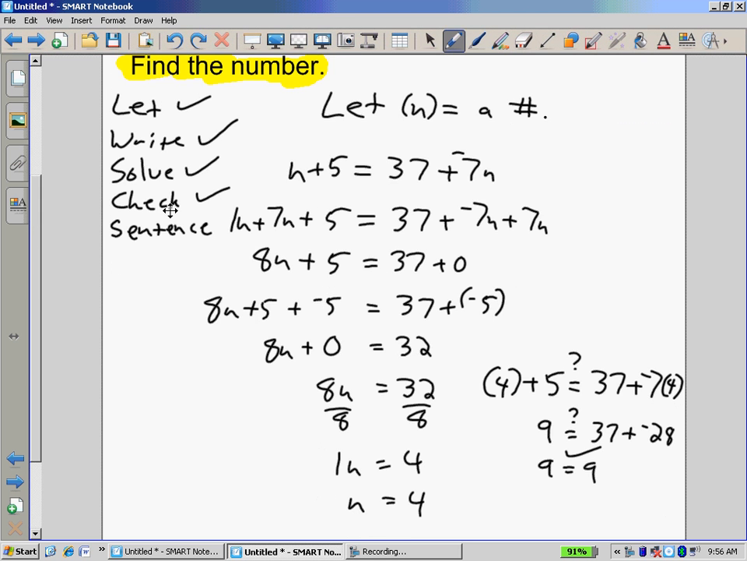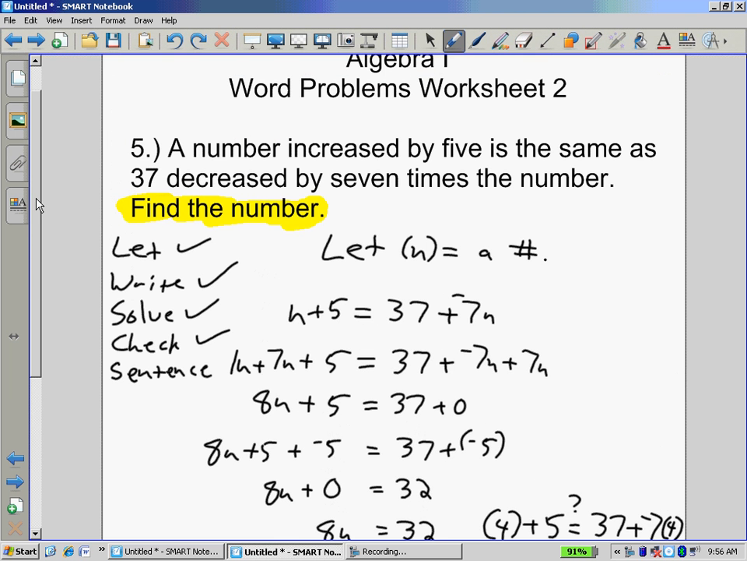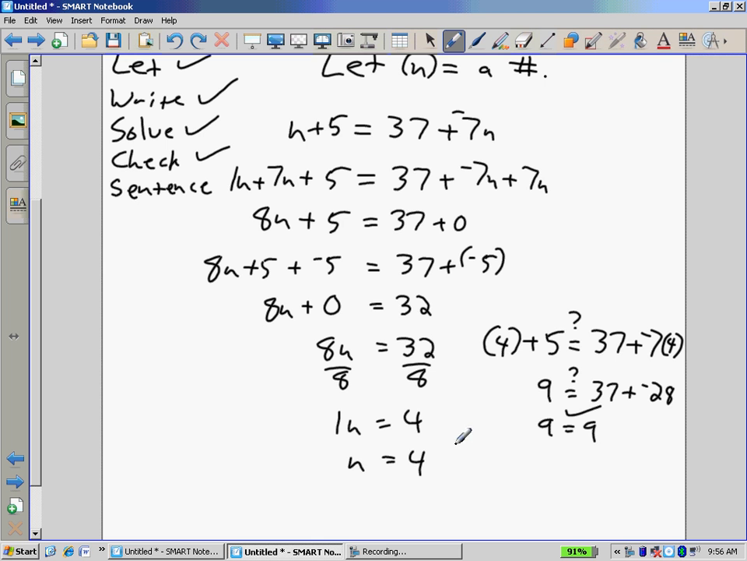So let, write, solve, check, sentence. Let's make sure we go to the original question. Find the number. Have we found the number? Yes. Now, is it 9? No. That was from the check. You're going back to the variable. The number is 4.